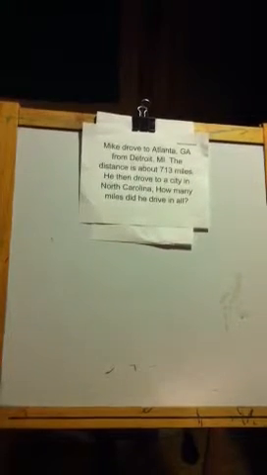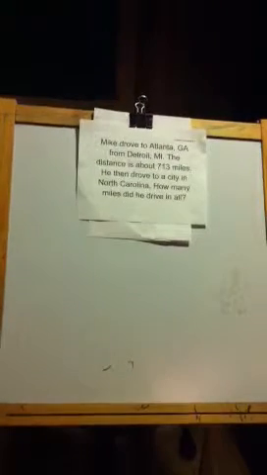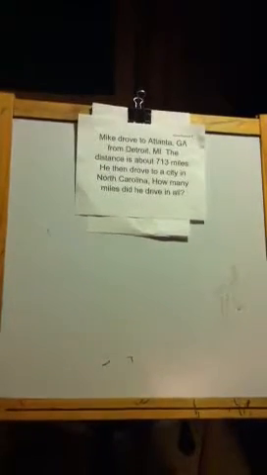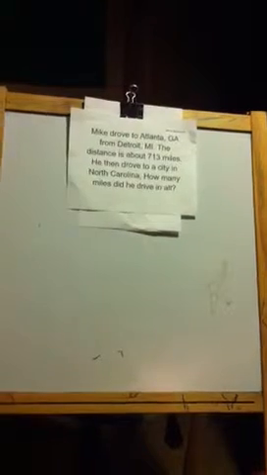Mike drove to Atlanta, Georgia from Detroit, Michigan. The distance is about 713 miles. He then drove to a city in North Carolina. How many miles did he drive in all? We are going to work through this together. Let's write a number sentence to explain the word problem by going over the expression.